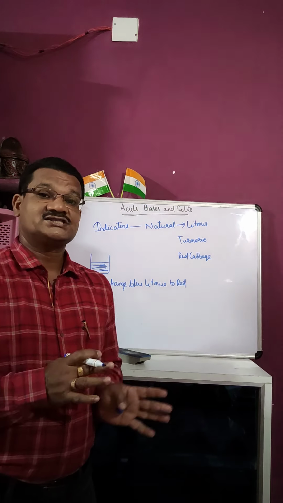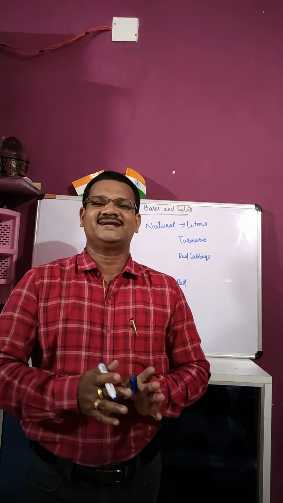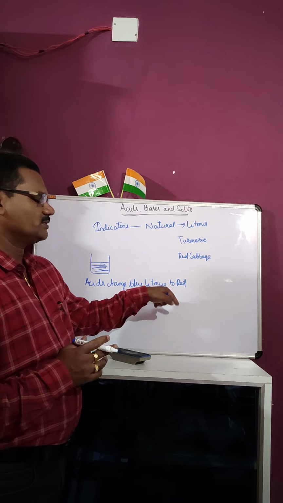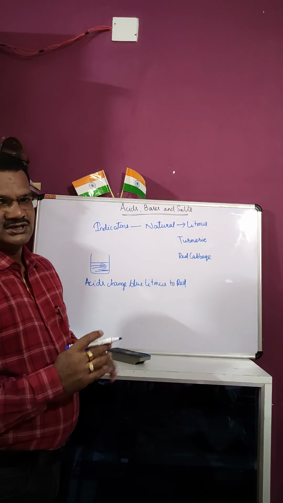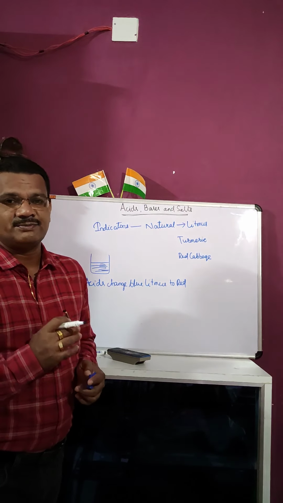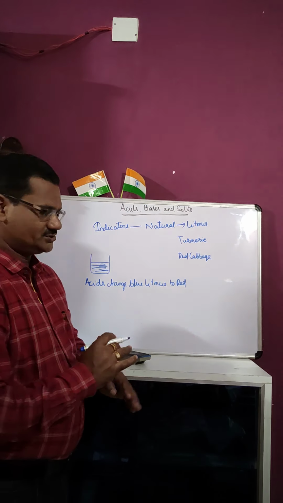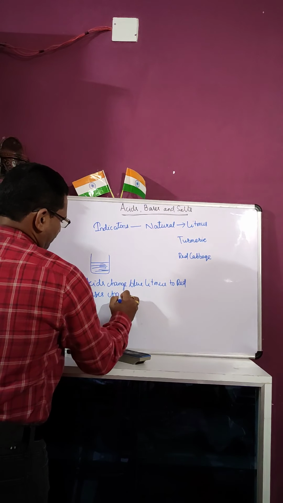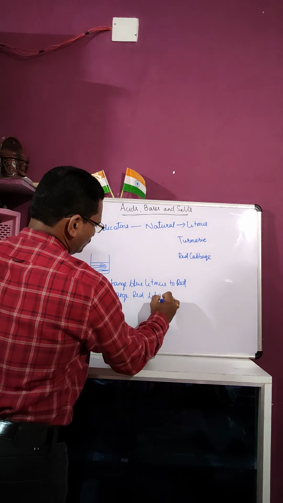No. It doesn't have any effect on red litmus. They change blue litmus to red. That doesn't mean they will change red litmus to blue. So acids change blue litmus to red. Suppose I put the blue litmus and it does not change color. Then I shall take a red litmus and test it. If it changes to blue, it is a base. And bases change red litmus to blue.